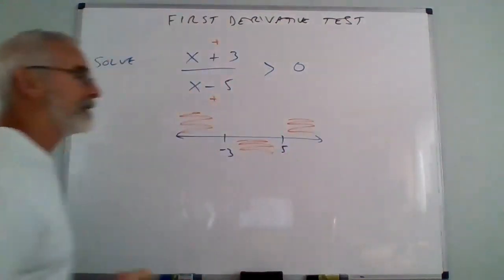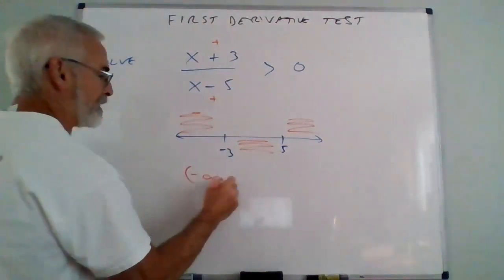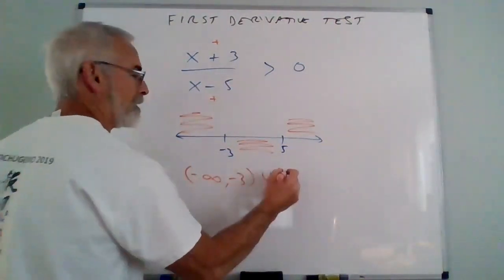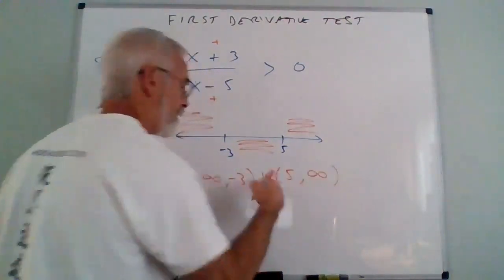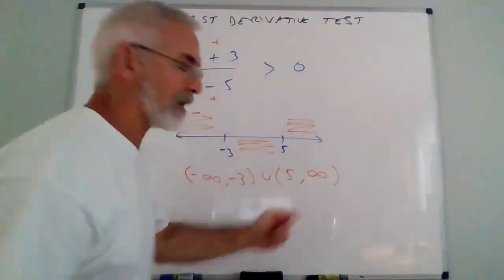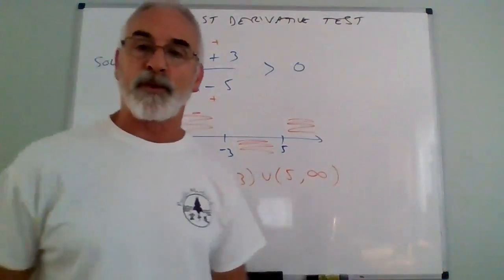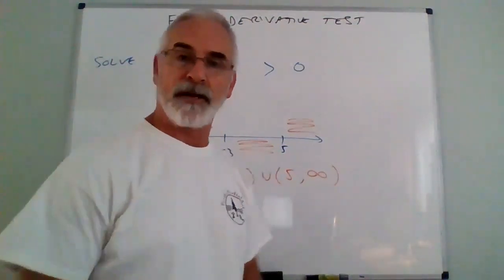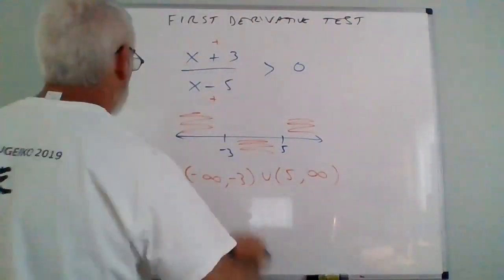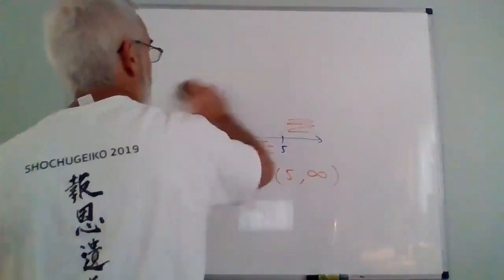Boom. And so my final answer is going to simply be negative infinity to negative 3 union 5 to infinity. The union just means I'm joining them. There is no overlap. So anything in this interval or anything in this interval is correct. So that's it. That's the algebra review that we need to be able to answer our stuff for today. Now, this is not complicated, but this is probably not something you've done recently.